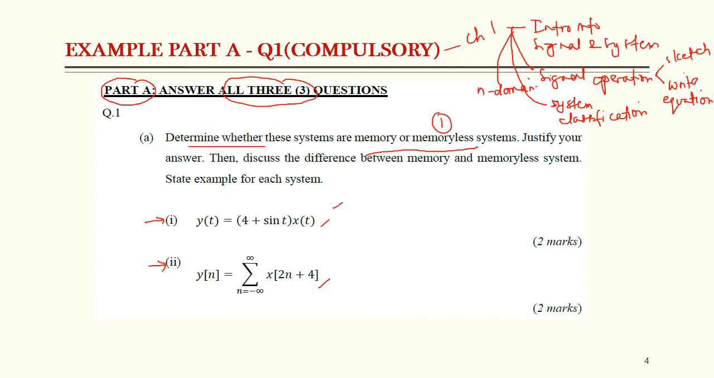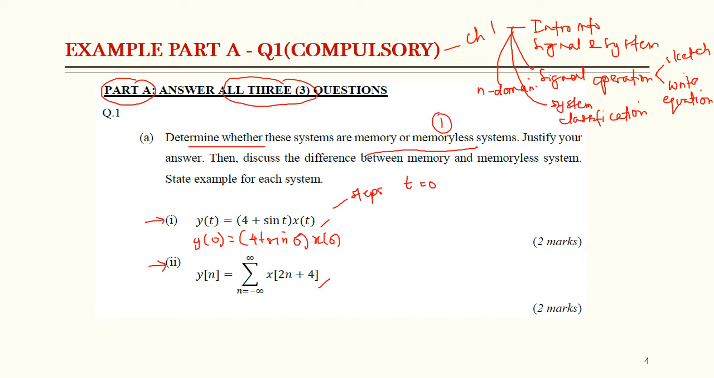First, you need to have steps. So how to identify whether it's memory or memoryless? You need to test the given equation with t. For example, when t equals 0, you replace y0 equals 4 plus sine 0 x0. Then you need to identify: is it only the current state, or does it involve previous and next states? Then you can decide whether the system is memory or memoryless.